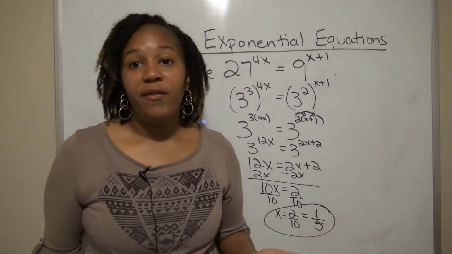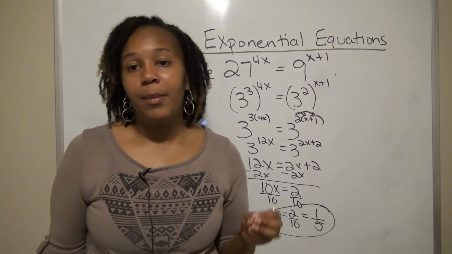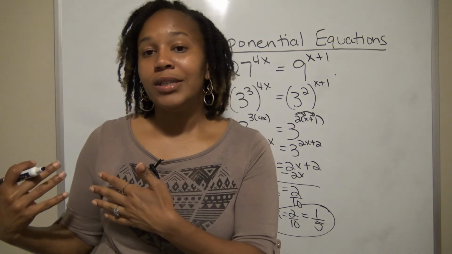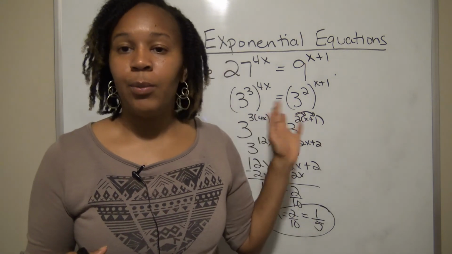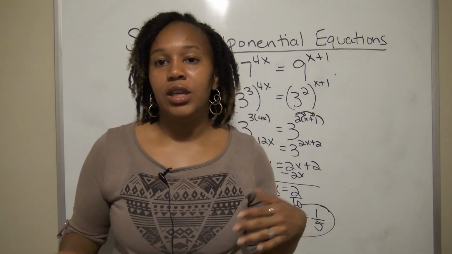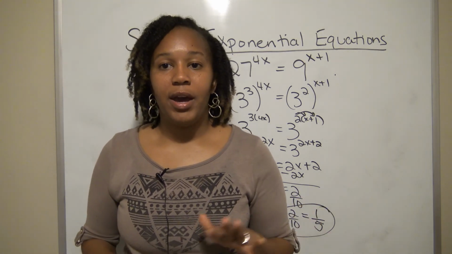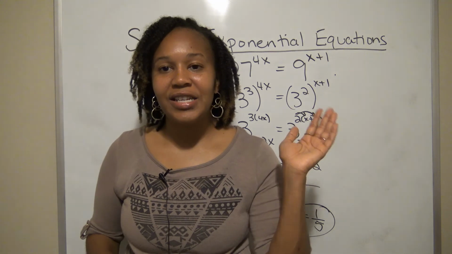So this is one way of solving exponential equations: rewriting both sides so that they have the same base. Sometimes you only have to rewrite one side of the equation. Sometimes, like in this example, you have to rewrite both sides of the equation so that they have the same base.